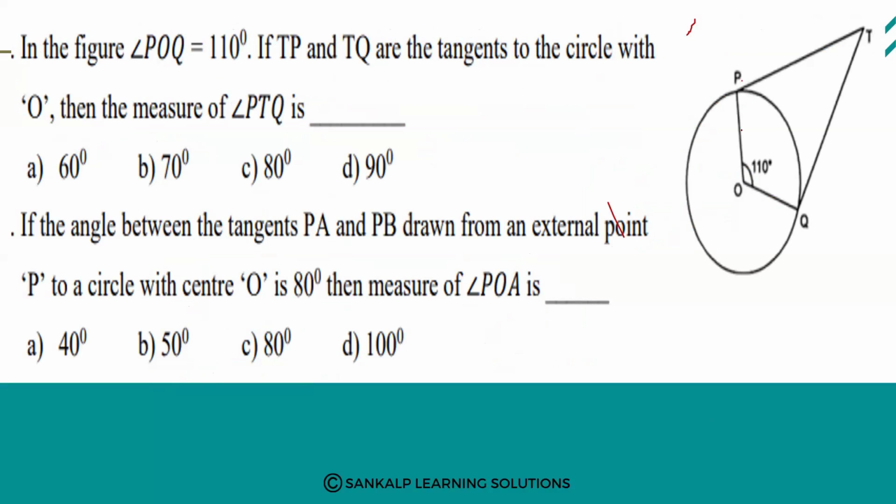So here POQ value they have given, that is 110 degree. Yes or no? POQ. O is the center here and OP and OQ are the radius, right? Next, T is the external point and TP and TQ are tangents. So TP and TQ are tangents to the circle with the center O. Then the measure of PTQ we want, right? PTQ. So this angle we want, right? Angle POQ is 110 and PTQ we want. For that, what we will do?